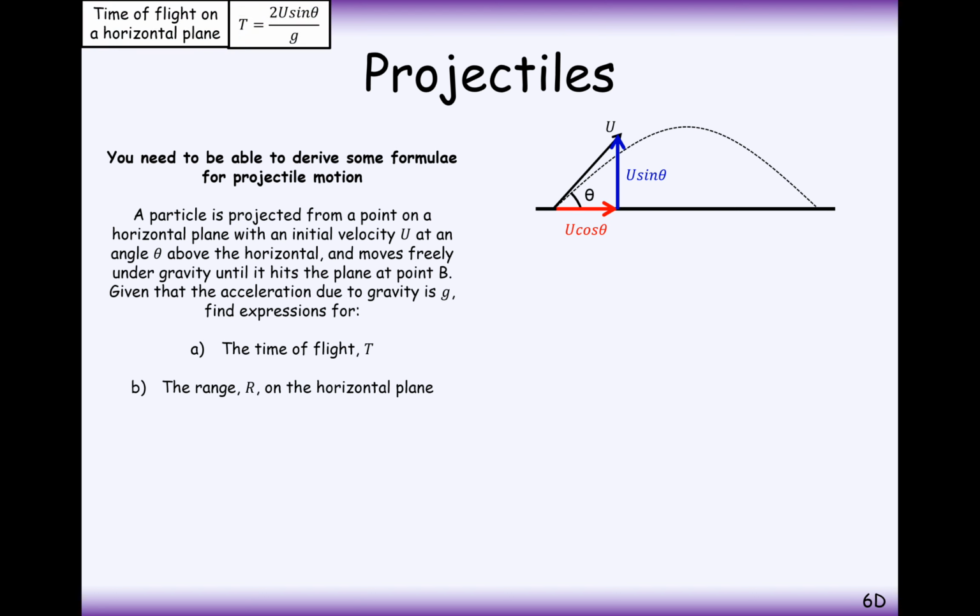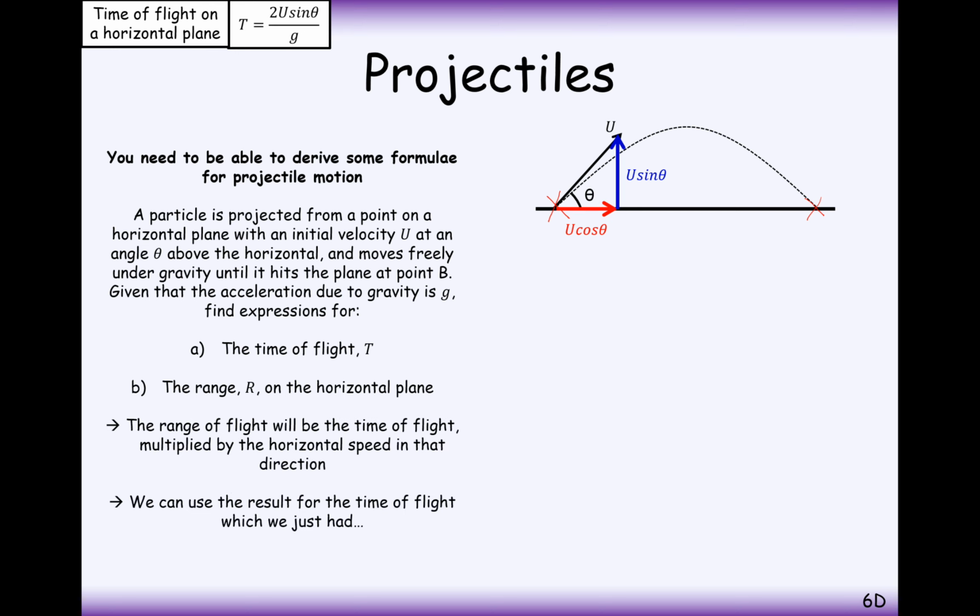For part B then, the range of the horizontal plane. Well, we know that the time that it's going to take from this point here to this point here is going to be the time of 2u sine theta all over g. So we can use that in our calculation for the horizontal distance. We can use horizontal suvat here, or actually what would probably be easier is because the velocity is not changing, we can just use distance equals speed times time.